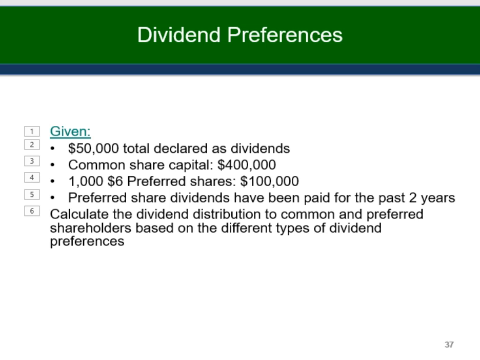So there are some numerical examples in the text that talk about these features in various combinations, showing their impact on dividend distributions when both common and preferred shares are involved. So we have an example here. $50,000 is the total declared as dividends. Common share capital is $400,000. We've got 1,000 $6 preferred shares. So that means that each preferred share is allowed a $6 dividend before the common shareholders can receive anything. The preferred share dividends have been paid for the past 2 years, so there are none in arrears. And we want to calculate the dividend distribution to common and preferred shareholders based on the different kinds of dividend preferences.